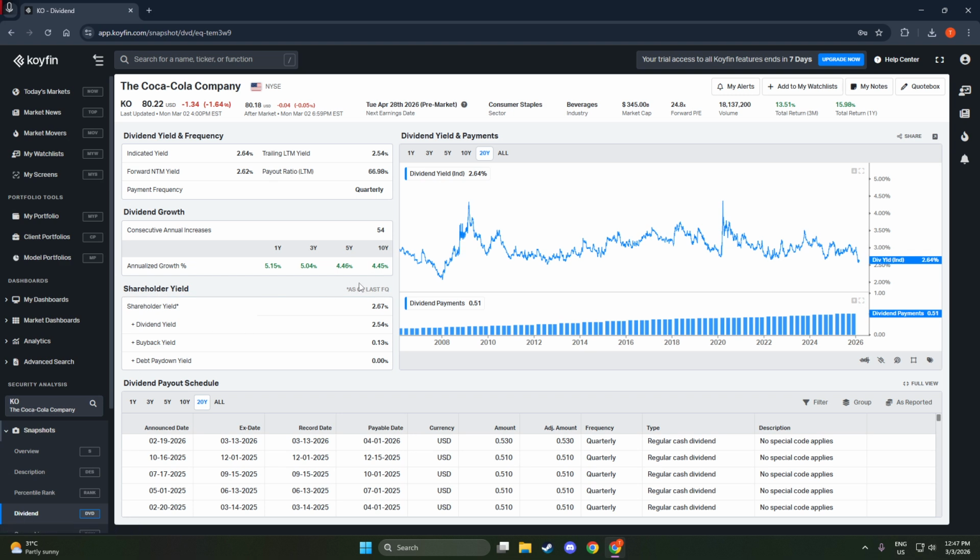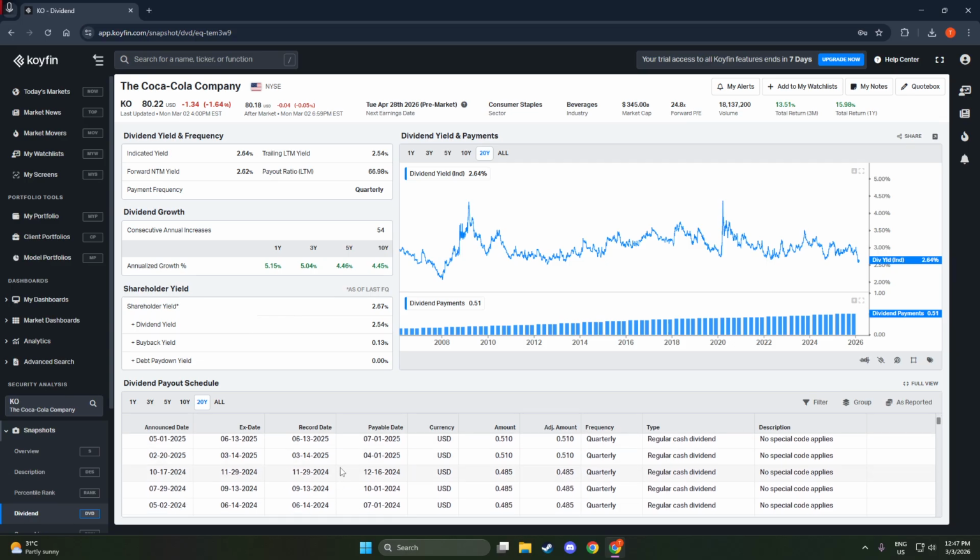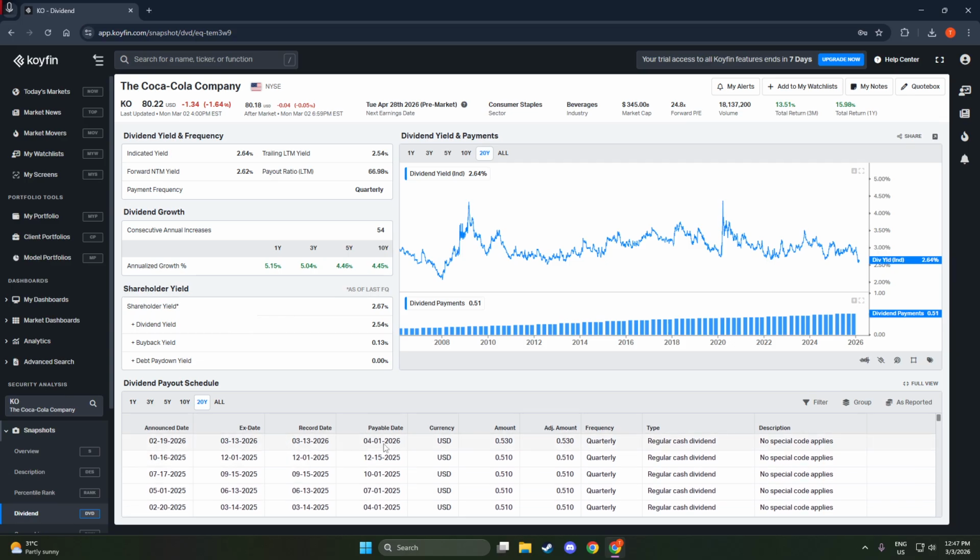You'll also see the dividend payout schedule, which highlights recent and upcoming payment dates. Pay attention to the ex-dividend date, the cutoff date by which you need to own the shares to receive the next payment, and the pay date when cash actually hits accounts. This timeline helps you plan around upcoming distributions.